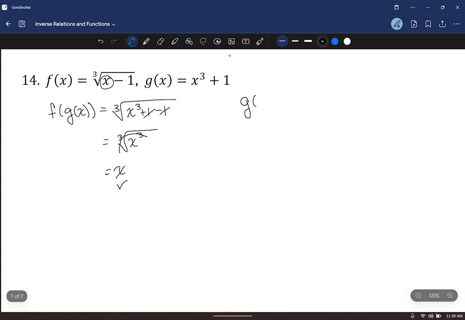So we're going to go ahead and flip-flop this. And we're going to plug in here. So we have x cubed, so that would be the cube root of x minus 1 cubed, and then plus 1. So the cube and the cube root cancel. I have x minus 1 and then plus 1. Negative 1 and positive 1 make 0. And so I got x. So yes, these are inverses.